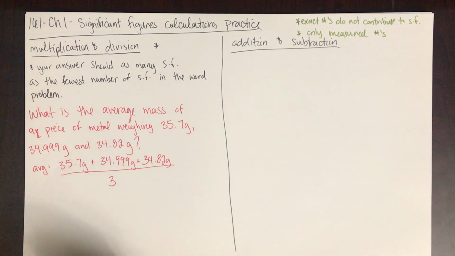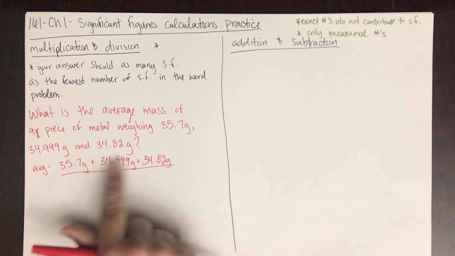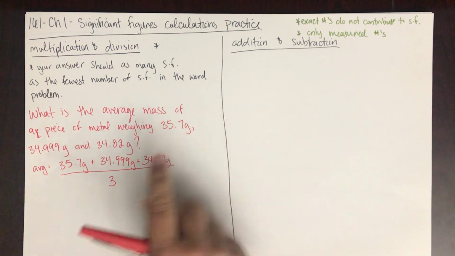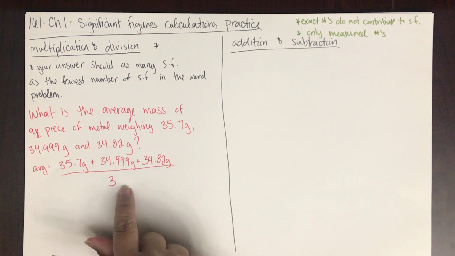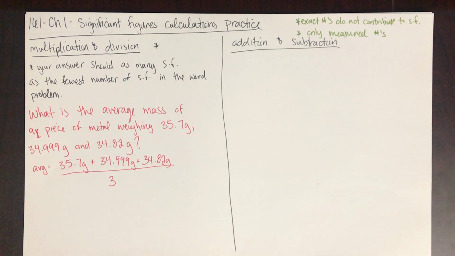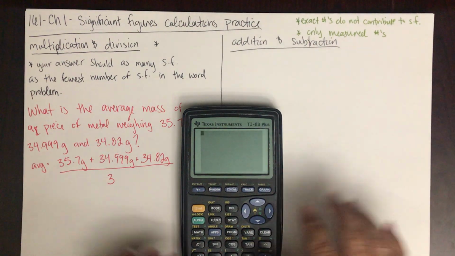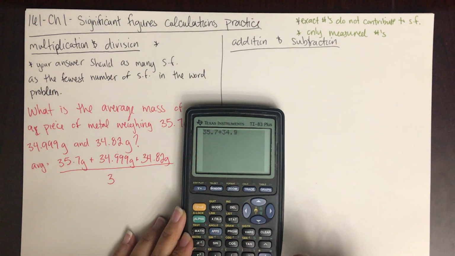So this is kind of a tricky example because there is both addition and division in this problem. The rule for significant figures always depends on what the last step was. So by order of operation, calculating an average, the last thing that we're doing is dividing, so that means we follow these rules. So I'm just going to plug this into my calculator. Let's say 35.7 plus 34.999 plus 34.82 equals 105 point whatever. And I'm going to divide by 3.